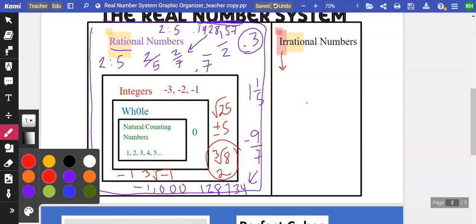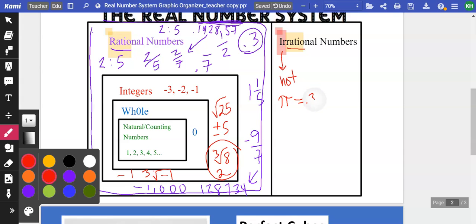IR is a prefix, which means not. And then basically after that, we have the word ratio. So not ratio, meaning irrational numbers cannot be written as a fraction. So let's start with some examples of numbers that cannot be written as fractions. So our first example is pi.